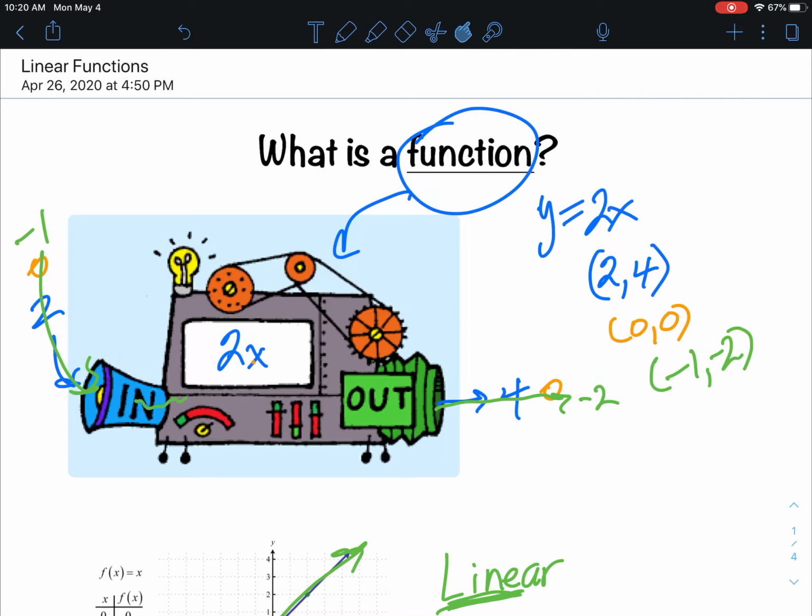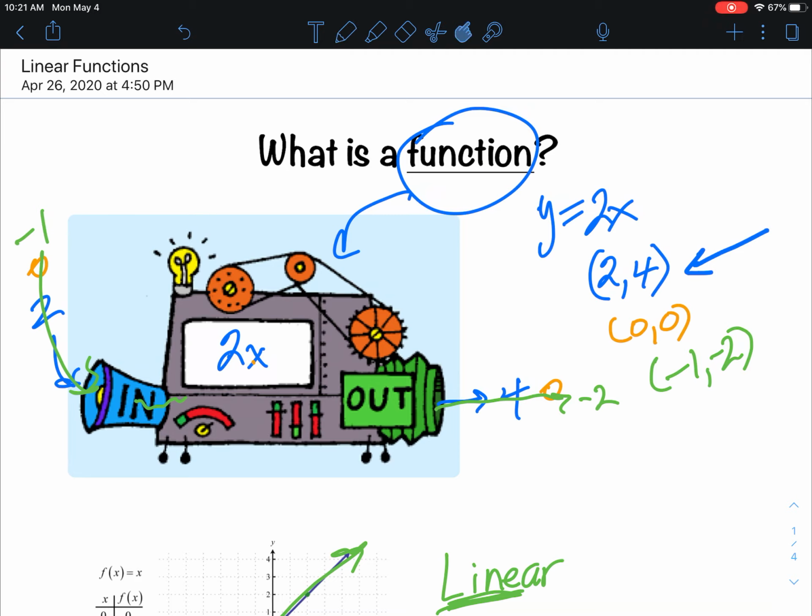Last week we talked about functions. And we learned that a function basically acts like a machine, where you put a value into the input, it goes through the machine, and you get an output. And those inputs and outputs, or those x's and y's, create ordered pairs. And the ordered pairs, like right here, allow us to graph the function.